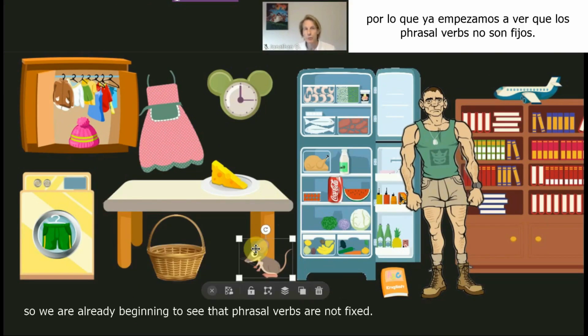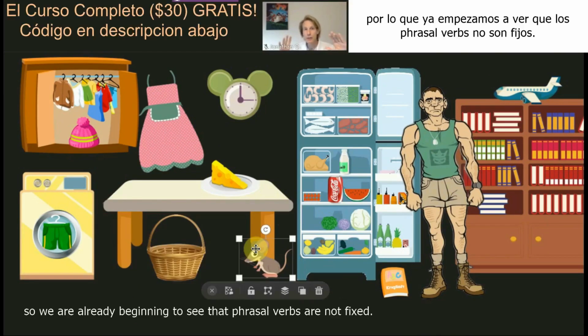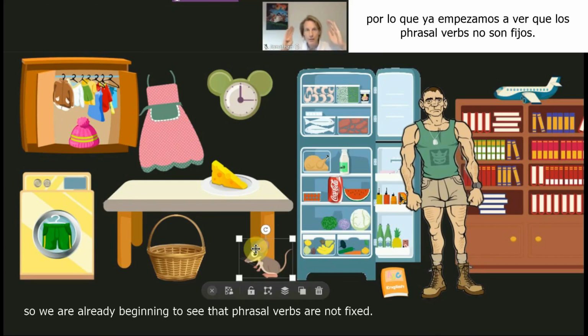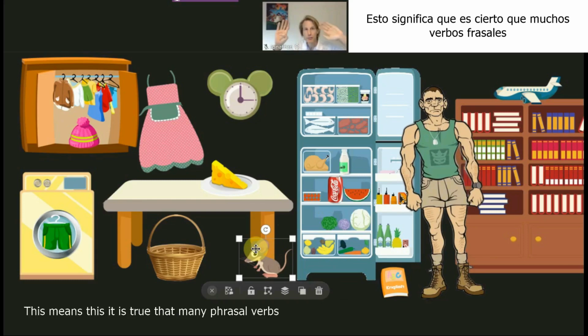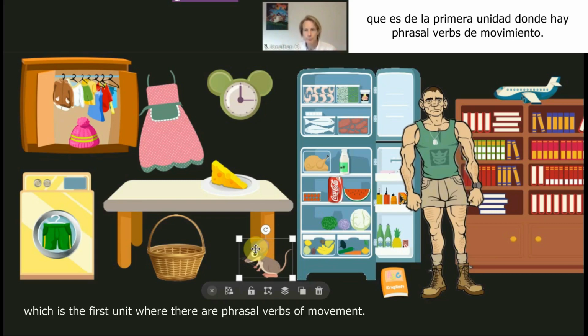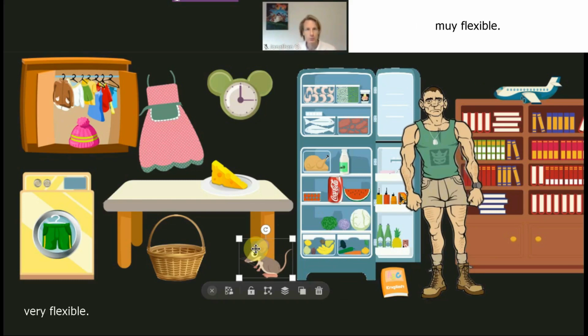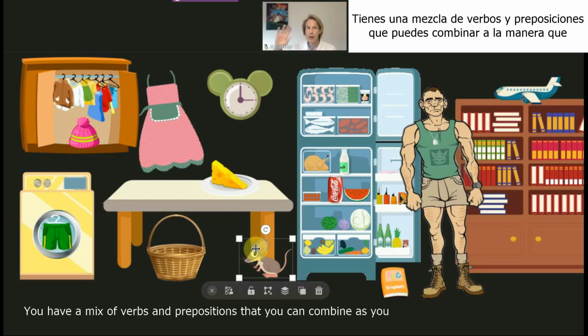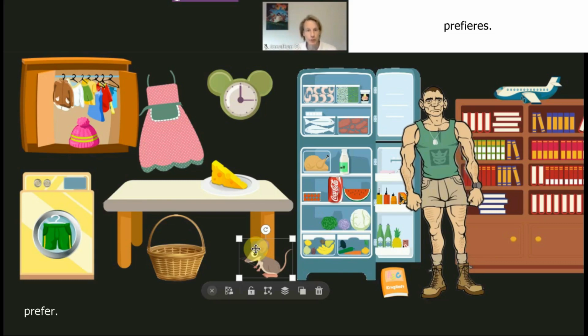So we are already beginning to see that phrasal verbs are not fixed. This means this, this means this. It is true that many phrasal verbs have one specific meaning. But in this type of phrasal verb, which is the first unit, where there are phrasal verbs of movement, this is very flexible. Very flexible. You have a mix of verbs and prepositions that you can combine as you prefer.